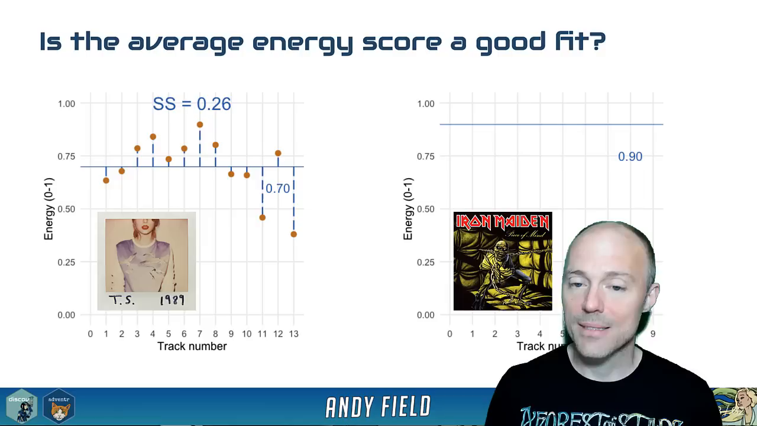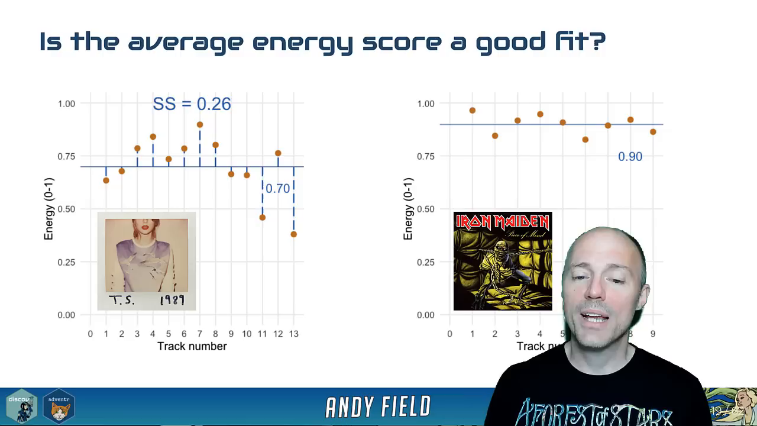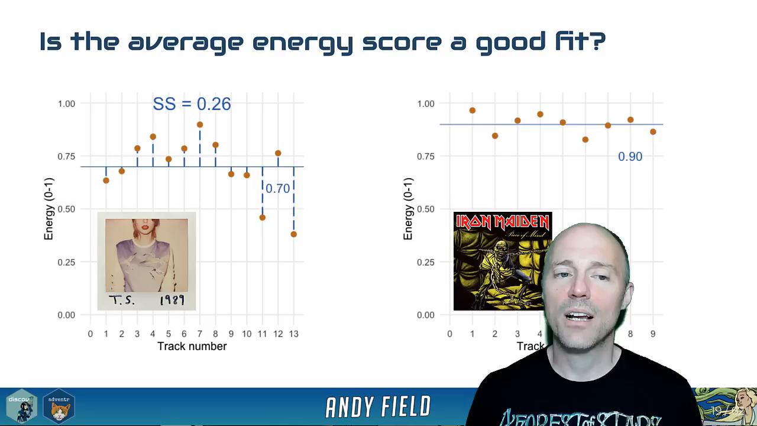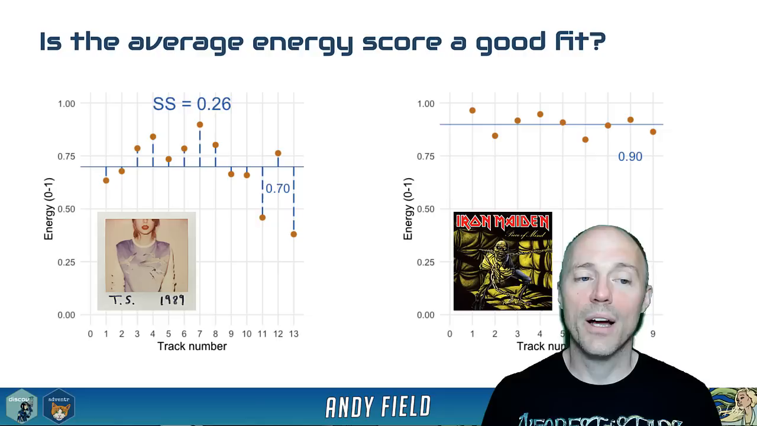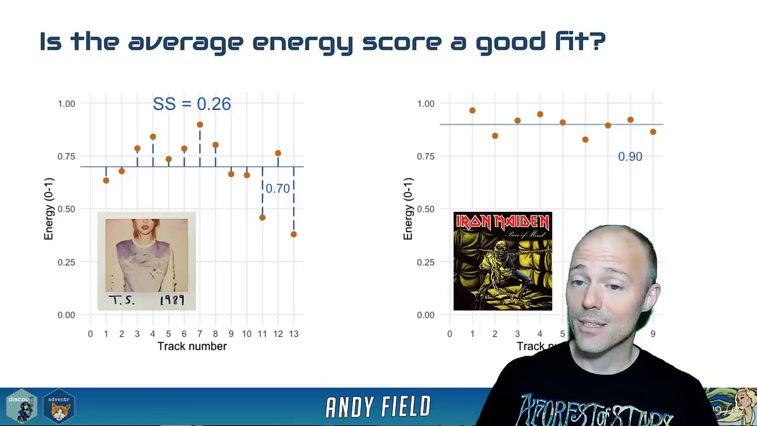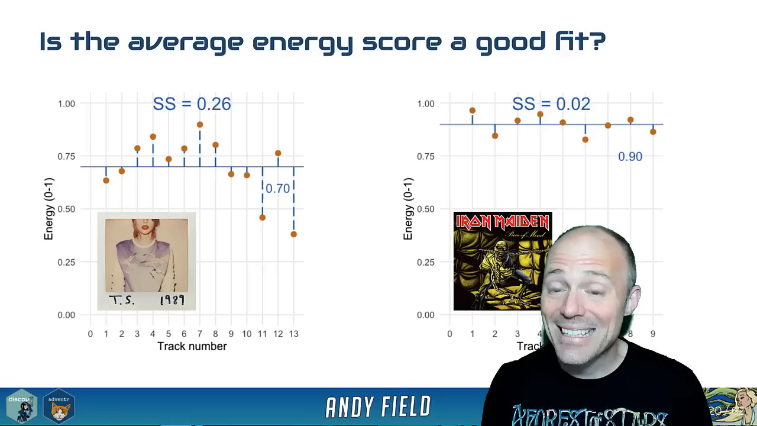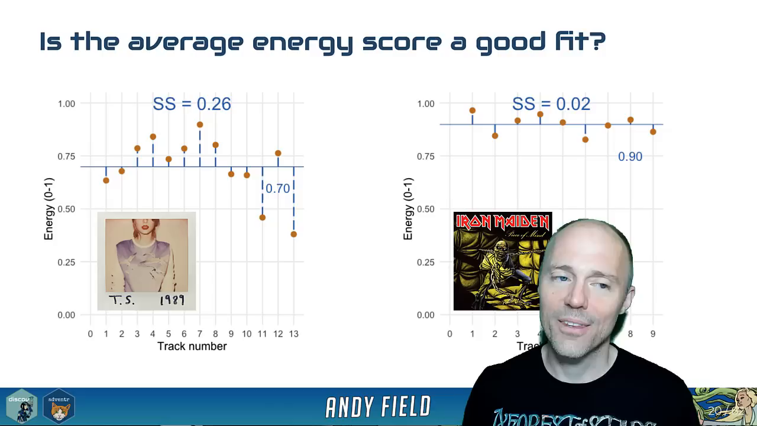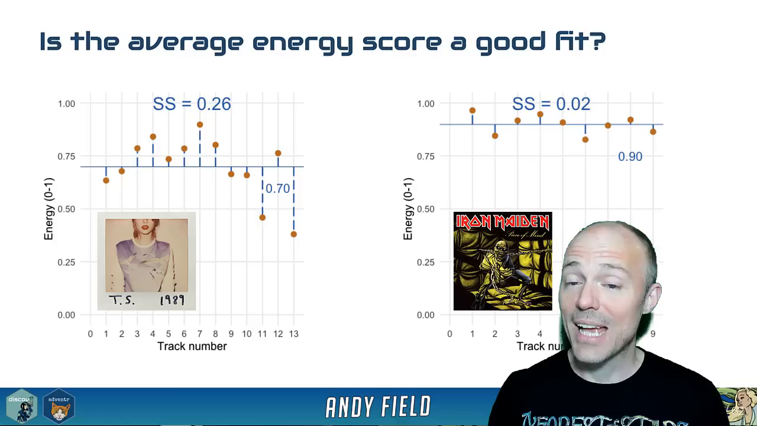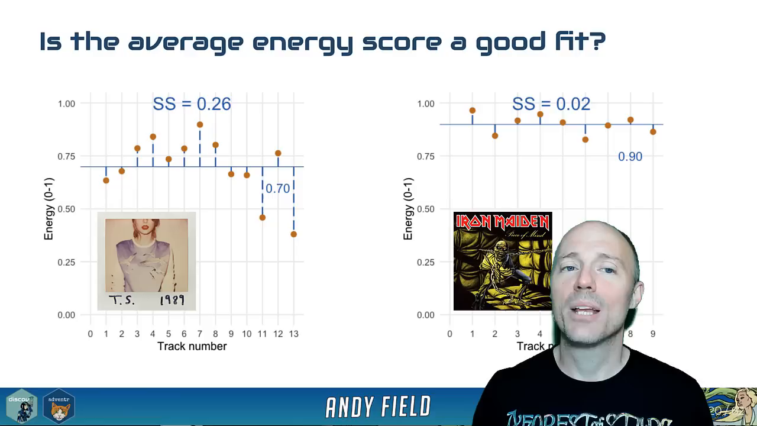So here are the individual energy levels of the songs on Peace of Mind. There's only 9 tracks on Peace of Mind, and you can see these hover very, very close to the mean. If you compare the distances between the dots and the line for Iron Maiden and for Taylor Swift, hopefully you can see the dots are much closer to the line for Iron Maiden. And when we do that same process of working out the difference between the dots and the line, squaring them and adding all of those values up, we get a value of 0.02, which is much smaller than the value for Taylor Swift. This at face value suggests that there is less error in prediction for the Iron Maiden album when we use the mean than for Taylor Swift's album.